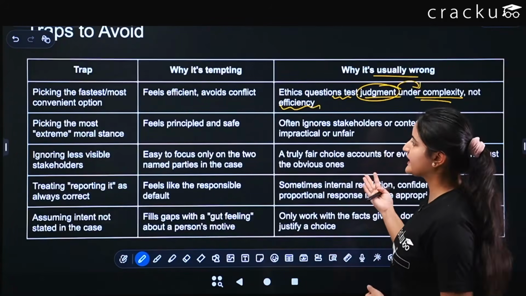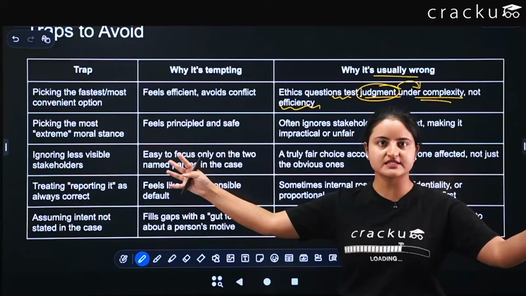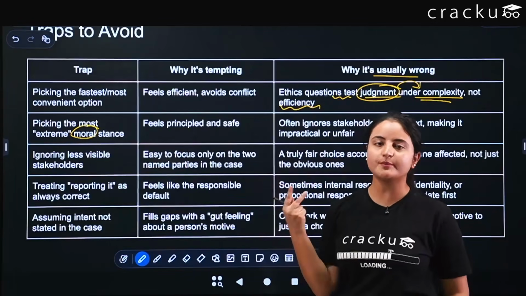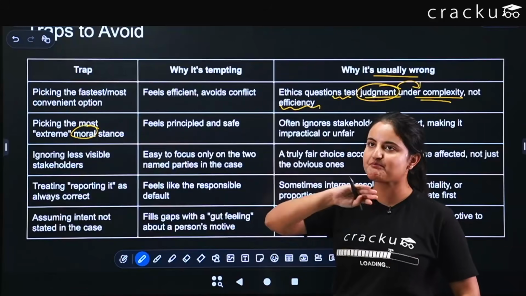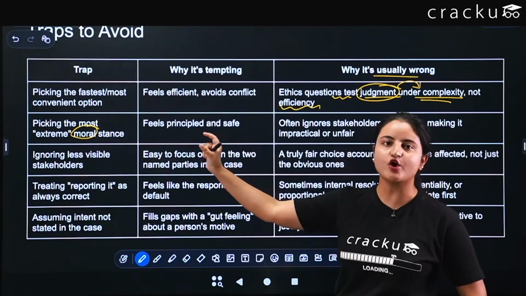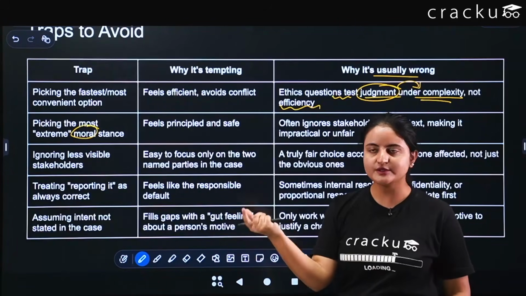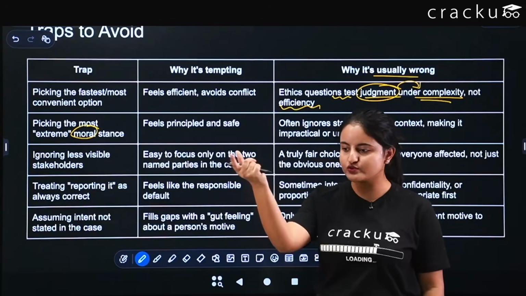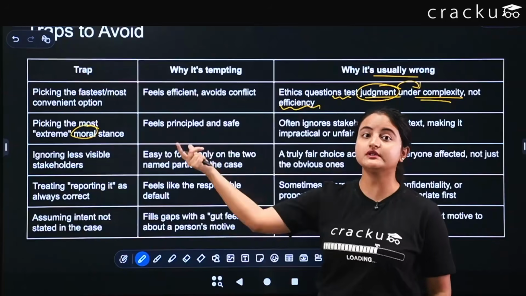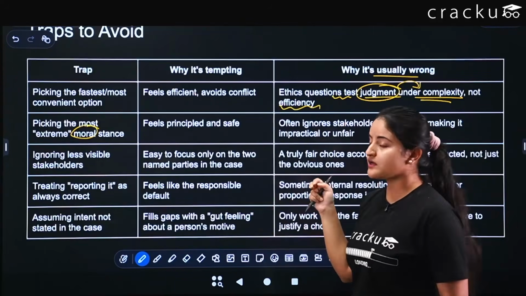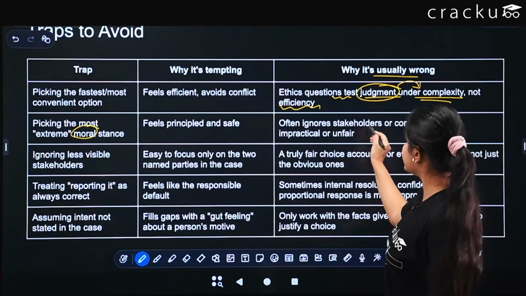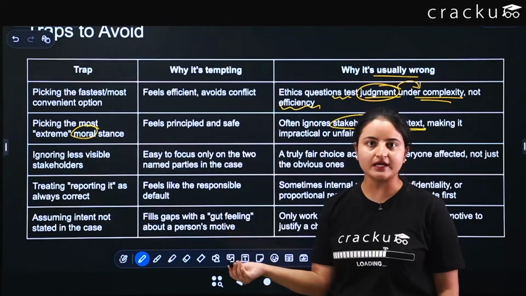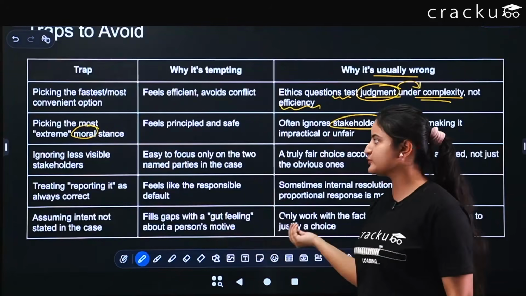Picking the most extreme moral stance. This is also a common trap, that the name of the topic is ethics, so let's go and pick out the most ethical seeming option. You can do that, but you are ignoring decision making here. What decision did you make? You just picked out the option which appeared most ethical on paper. It's not always right. It often ignores the stakeholders or the context. It's an easy pick, and you will miss out on something if you do that.